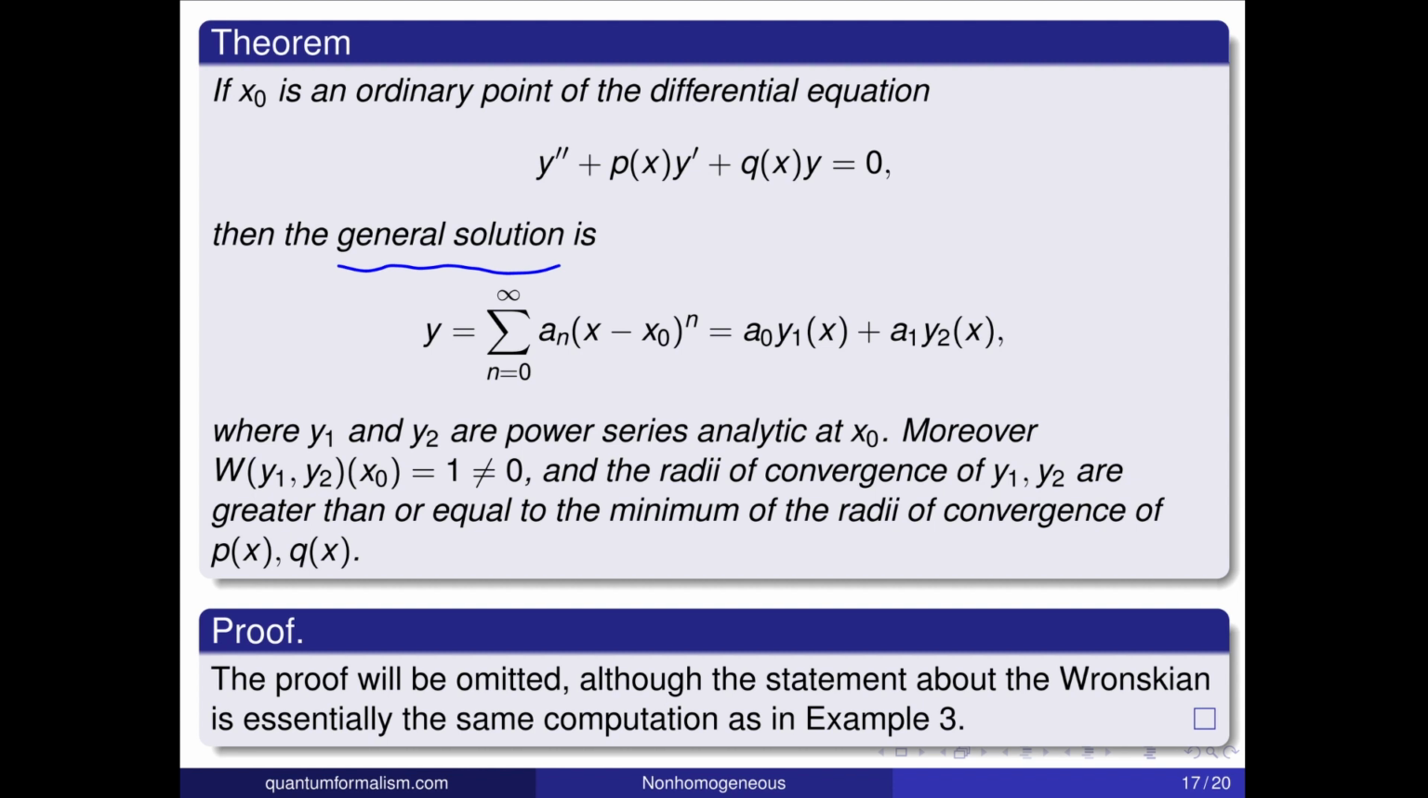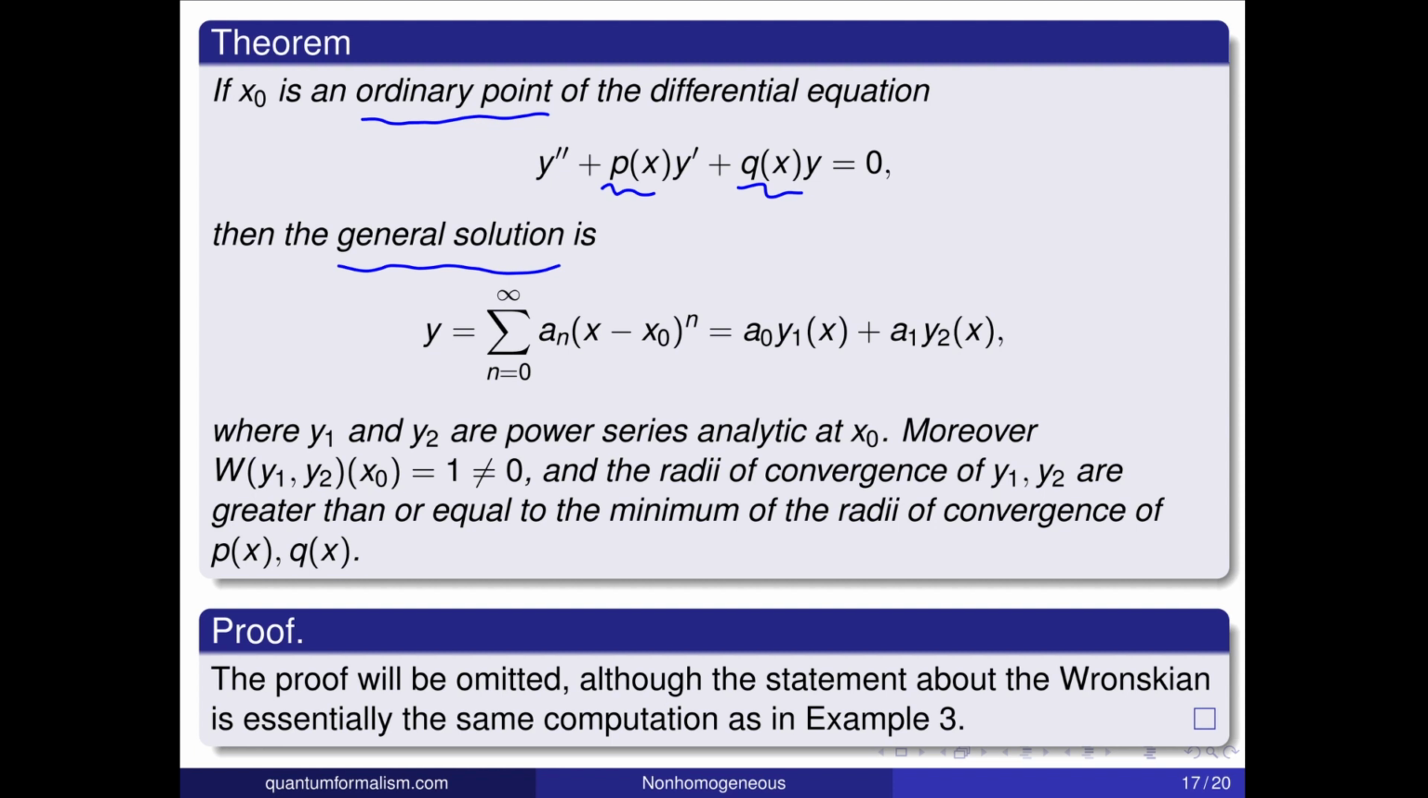And a very useful fact is that the radii of convergence of these two power series will be guaranteed to be greater than or equal to the minimum of the radii of convergence of the coefficients in your differential equation, right? You're assuming that x0 is an ordinary point, so P of x and Q of x are analytic, so they do have positive radii of convergence for their power series. And now you know that all your solutions will have a radius of convergence that's greater than or equal to the minimum of those two radii of convergence.